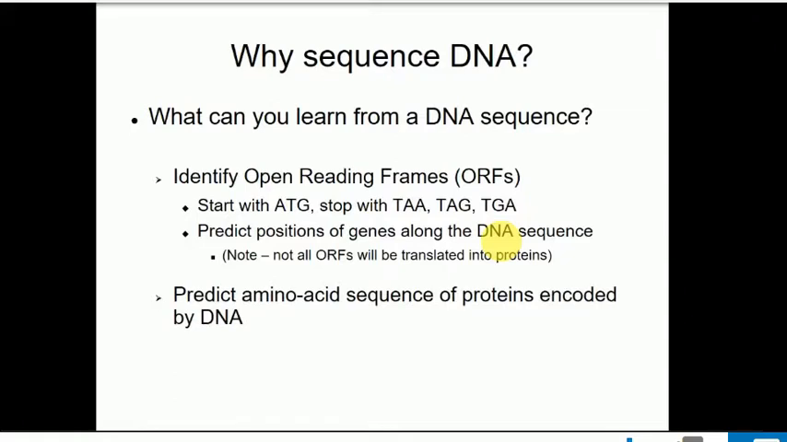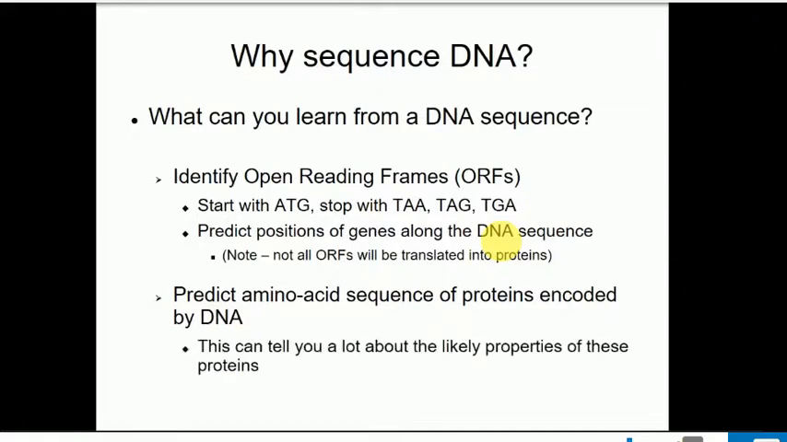Obviously, once we've got the DNA sequence, we can predict the amino acid sequence of the protein. And this is important and useful. We're trying to find out what proteins that DNA encodes. We can learn a great deal from that, as we talked about in some earlier lectures, although we can't necessarily learn exactly what structure that protein has. The amino acid sequence is a good place to start.